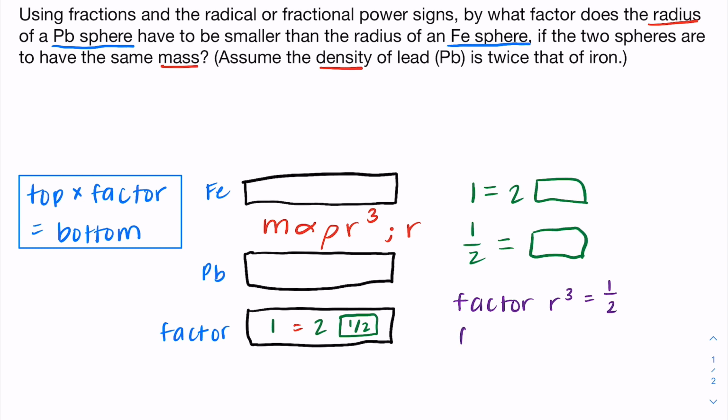So then to get the factor of just the radius, you're going to have to cube root both sides of that. So the factor for the radius is going to be the cube root of 1/2. And there you go. That's your answer.